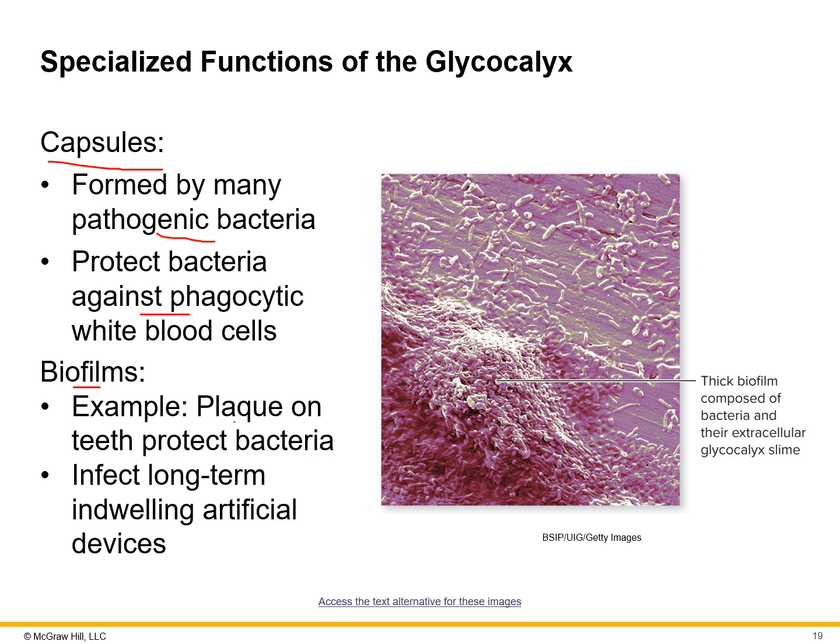So for example, the plaque on our teeth that we mentioned before, that sugary layer on the outside, helps protect them. And as far as sterilizing, biofilms can infect long-term indwelling artificial devices, especially like respirators and catheters. They can become infected with these biofilms that make them very hard to sterilize and allows them to be able to cause disease.